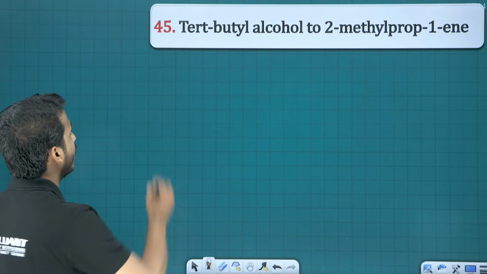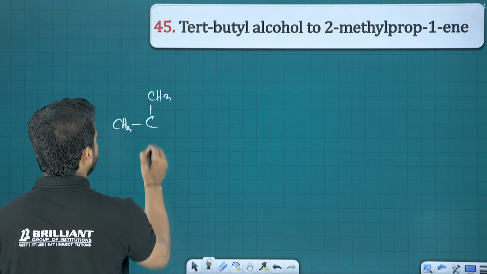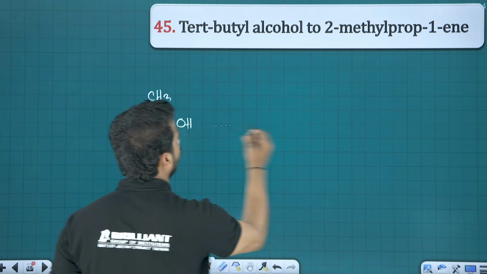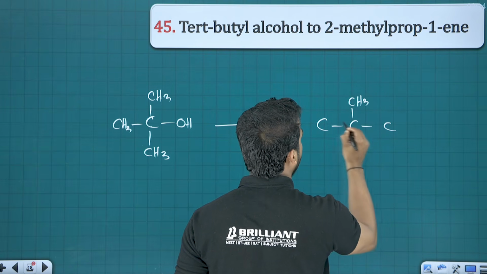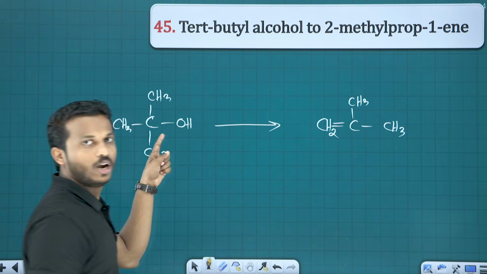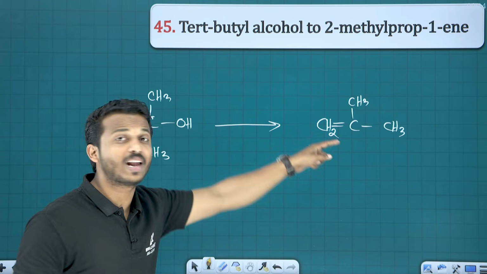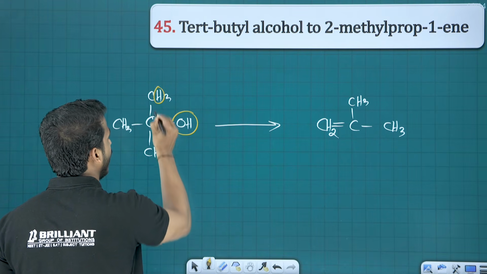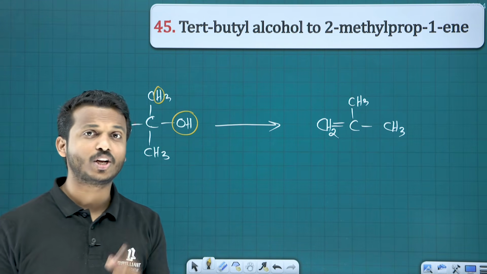Don't forget. Tert-butyl alcohol. What is tert-butyl? Tert-butyl alcohol to 2-methylprop-1-ene. Dear all, alcohol, how does it become alkene? Dehydration. What is dehydration? OH and one of the H, you can take and put a double bond here. That is its product. Okay, alcohol on dehydration, you get an alkene.